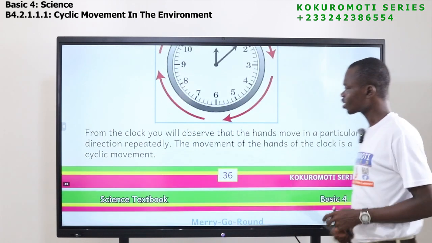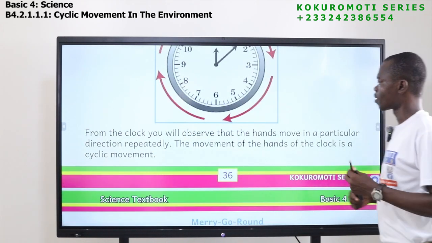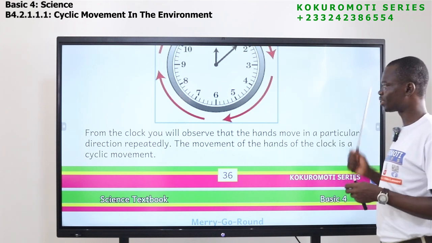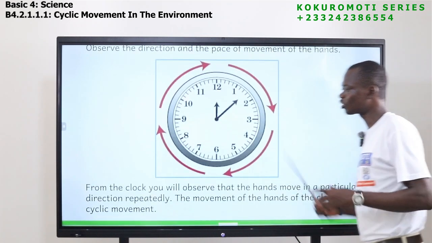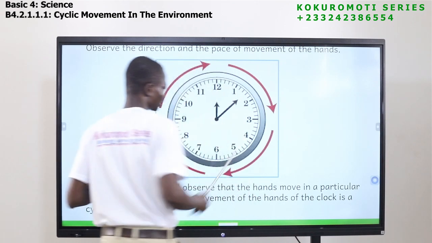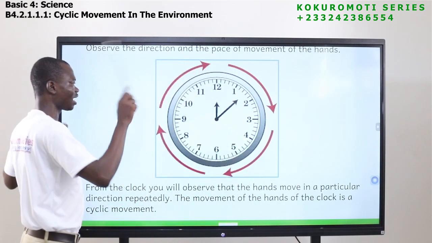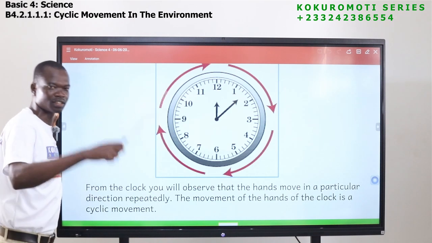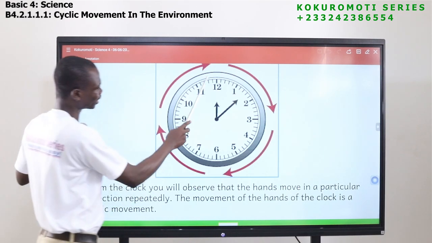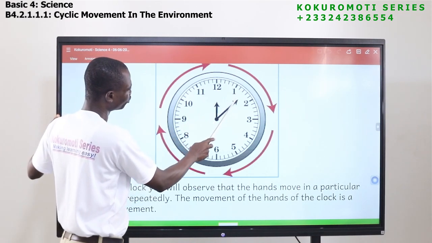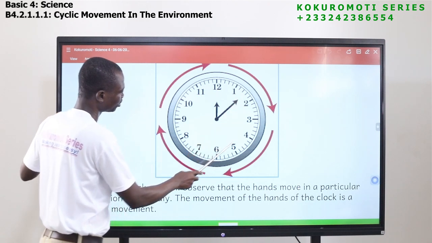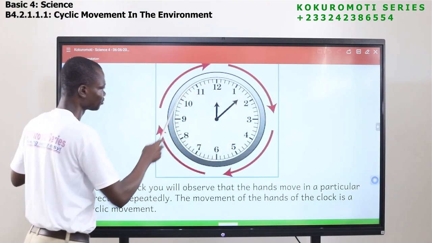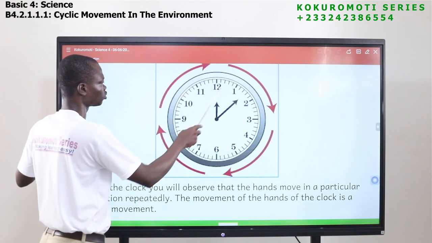Now, from the clock, you will observe that the hands move in a particular direction repeatedly. So you see all the wall clocks that we have, they have one direction that they always move towards. So if you look at this, it will move from here, back, again, go like this. This one also will move like that.